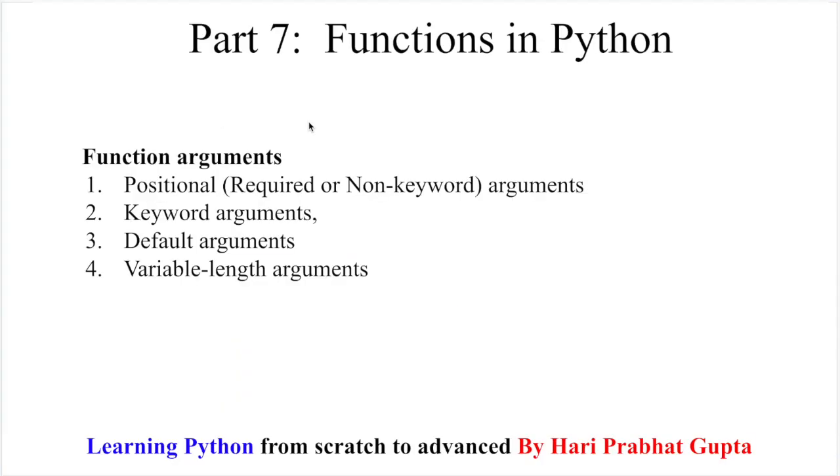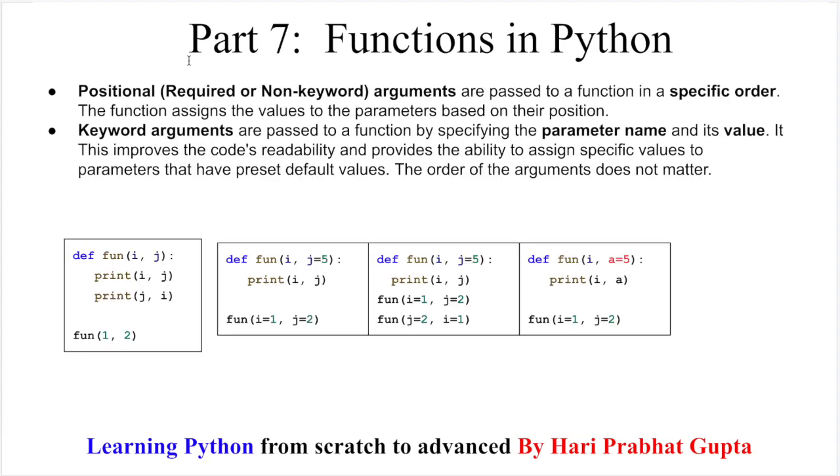Now we talk about function arguments. Function arguments are the values of the variables passed to a function when it is called. These arguments are used by the function to perform its intended operations. There are several types of function arguments in Python, including positional, keyword, default, and variable length. We will talk about these one by one.